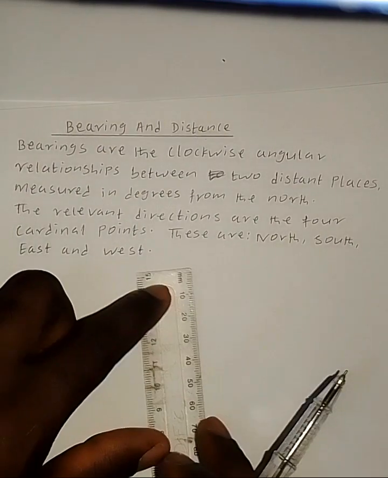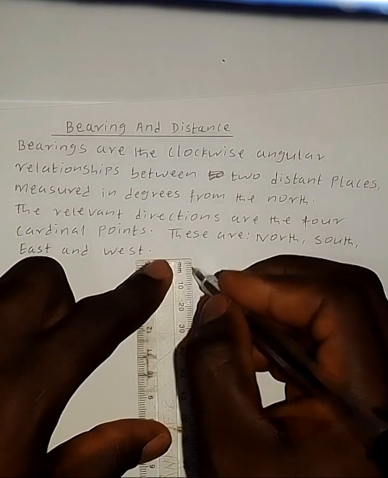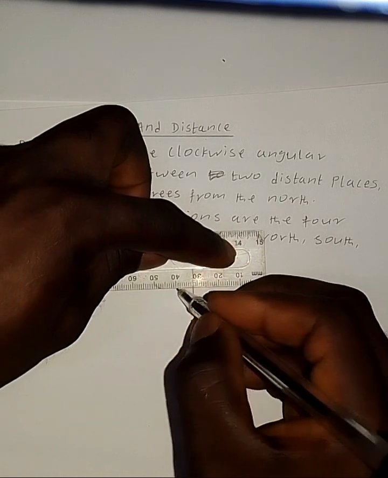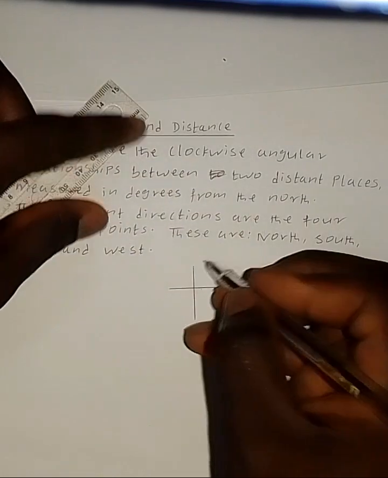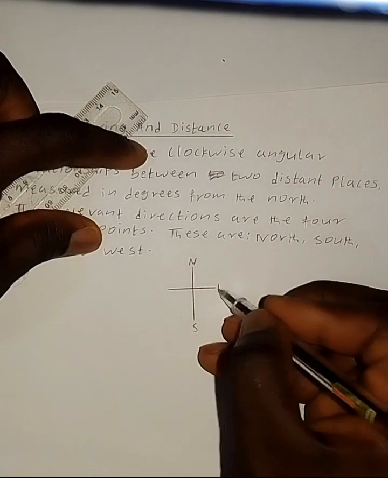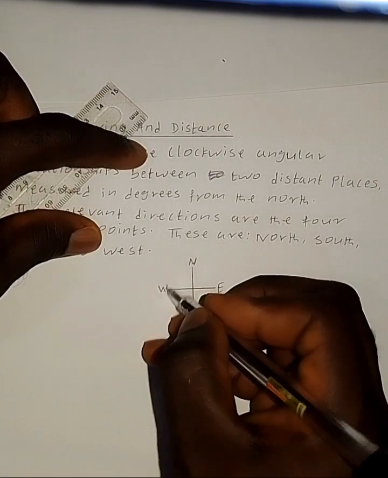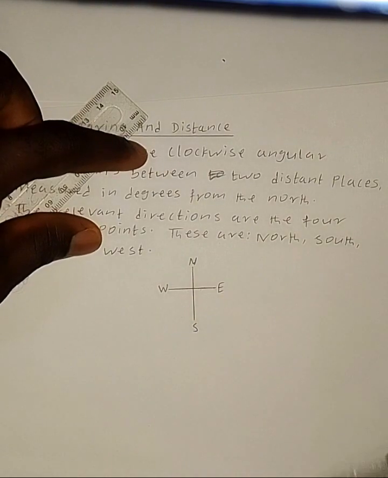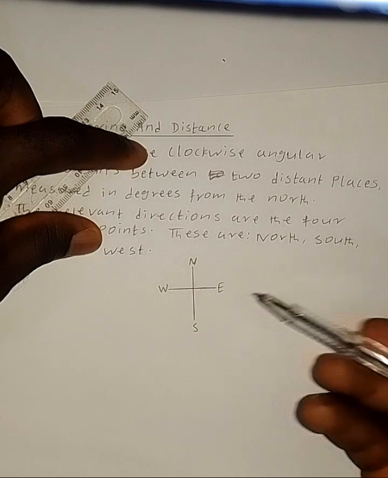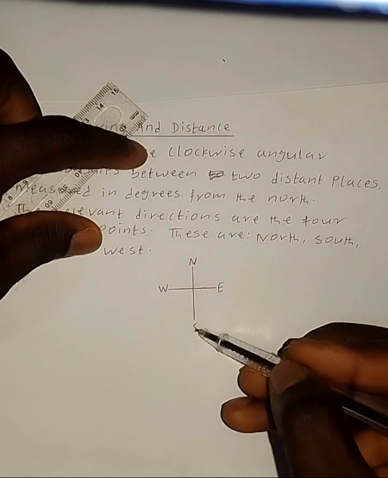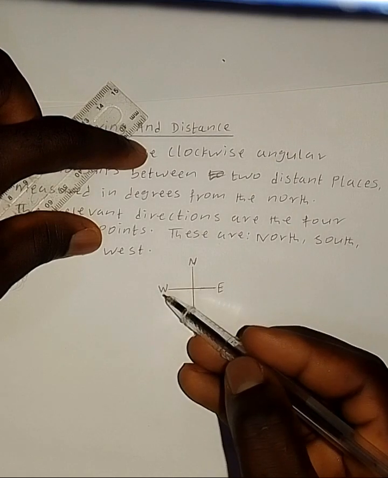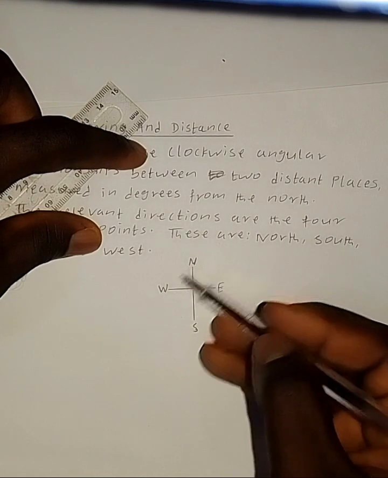Okay, let's draw the four cardinal points. We have the north, the south, the east and the west. The first quadrant is called northeast. The second quadrant is southeast. The third quadrant is southwest, and the fourth quadrant is northwest.